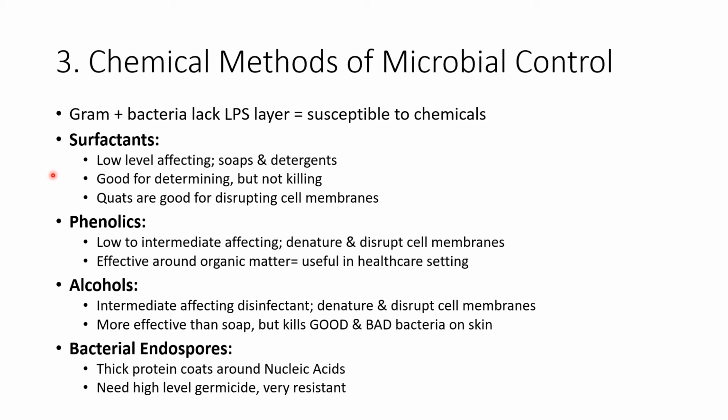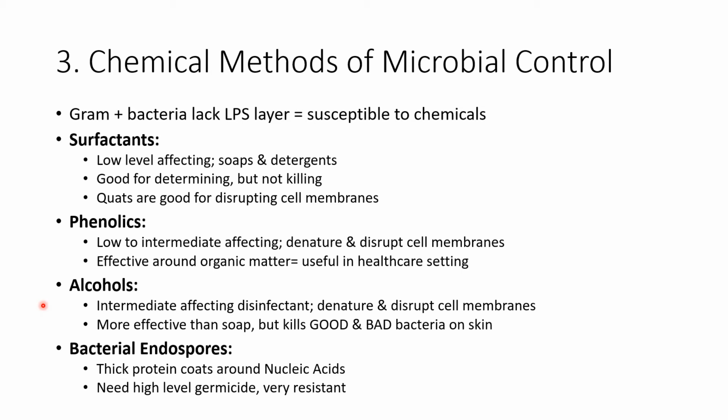Quats or quaternary ammonium compounds are good for disrupting cell membranes. Next are phenolics. These are low to intermediate disinfectants that denature and disrupt cell membranes. They are effective around organic substances like saliva and vomit, which makes them extremely useful in healthcare settings. Lastly, alcohols are also an intermediate disinfectant that denature and disrupt cytoplasmic membranes. They are more effective than soap. However, they remove the good bacteria as well as bad bacteria on skin.